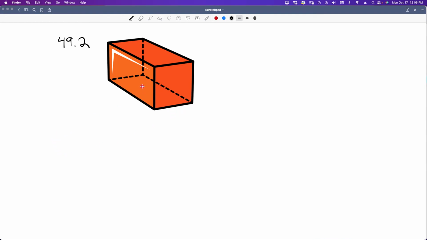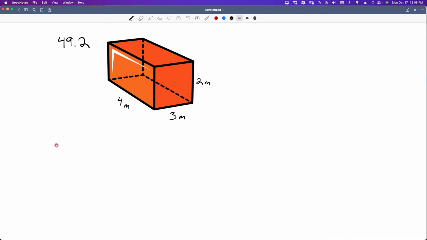All right, so we have a base. And let me put in our dimensions. So we have, this is 2 tall. This is 3 wide. And these are meters. And then this is 4 long right here.